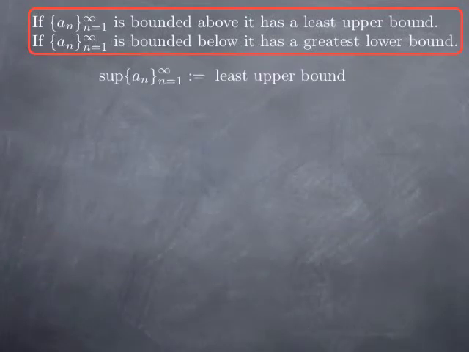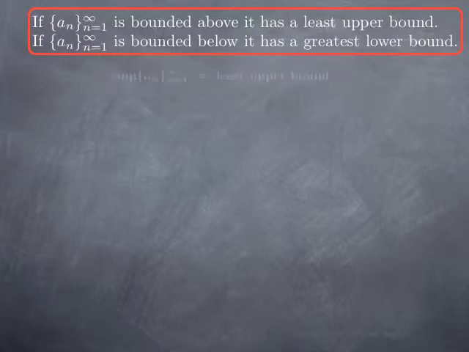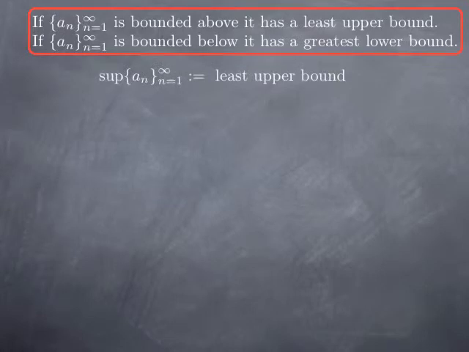So we have seen that if a sequence is bounded above, it has a least upper bound, and if it's bounded below, it has a greatest lower bound. Let's look at some basic properties of this least upper bound and greatest lower bound that are going to be useful for us. One way to denote this least upper bound is by sup of an, because it's a supremum of the sequence. That's an alternative name for the least upper bound.